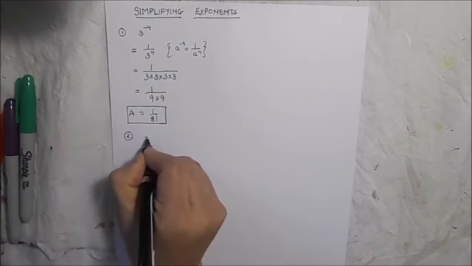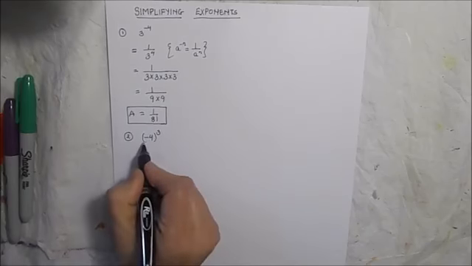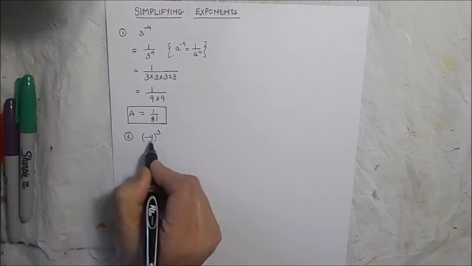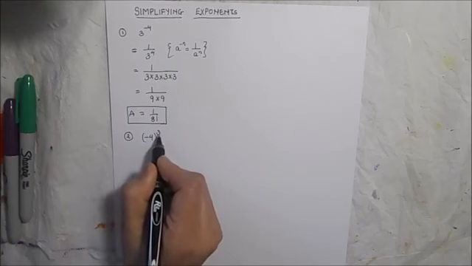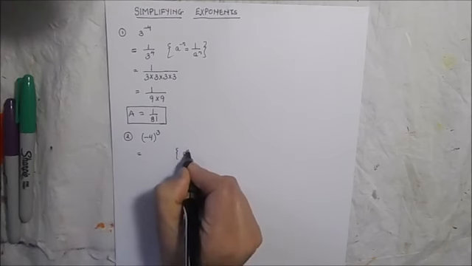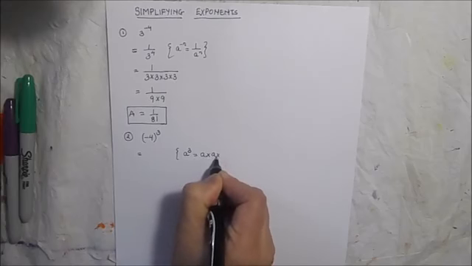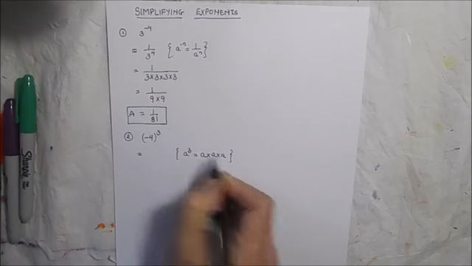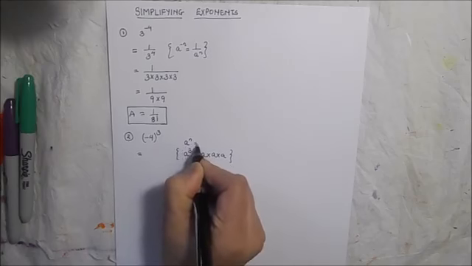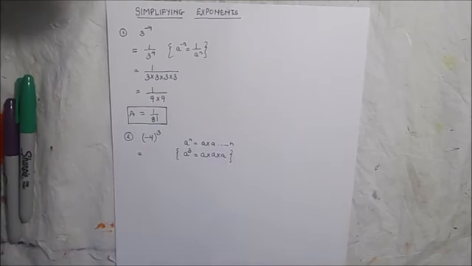Here let's solve minus 4 to the power 3. So here we see that the base is negative, which is negative 4, and it is raised to the power 3. For this we are going to use the rule of exponents, which says that a cubed is equal to a times a times a, or a to the power n is a multiplied n times.